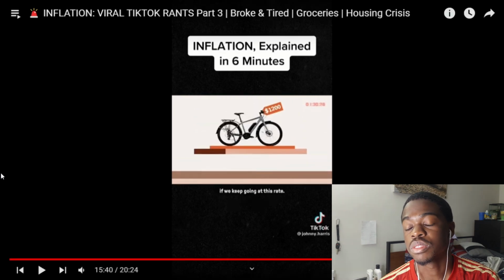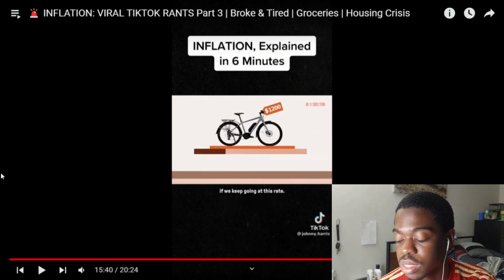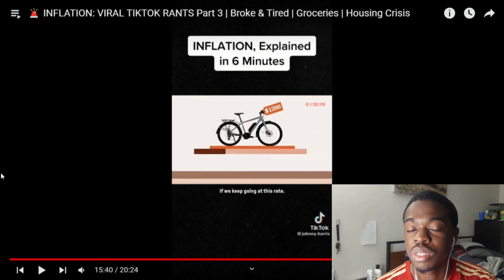AMC movie theaters is so expensive. If you could try to find another type of movie theater wherever you live, I advise you to do so, because AMC is just, dog, you're spending like $40 in total at AMC for tickets and food. It's crazy.